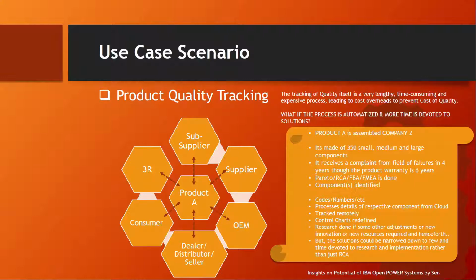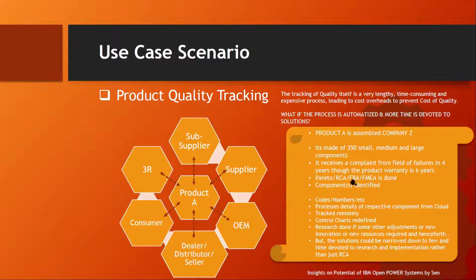So what next? How do we do it? Basically, in recent times, let's say out of 350 random small components, we have a complaint from the field, and the failures in four years lead to a greater warranty claim. So a lot of research is being done in the quality analysis field.